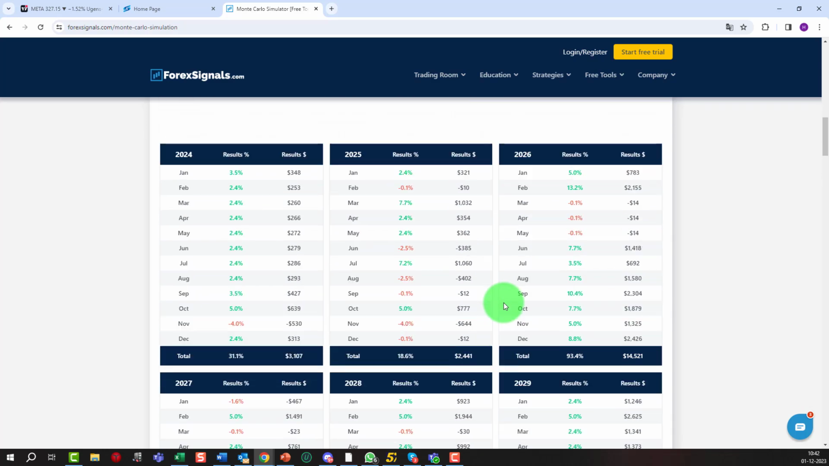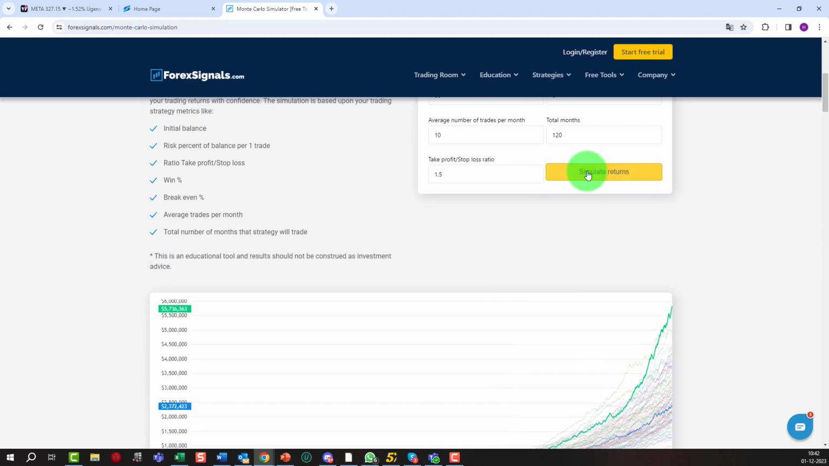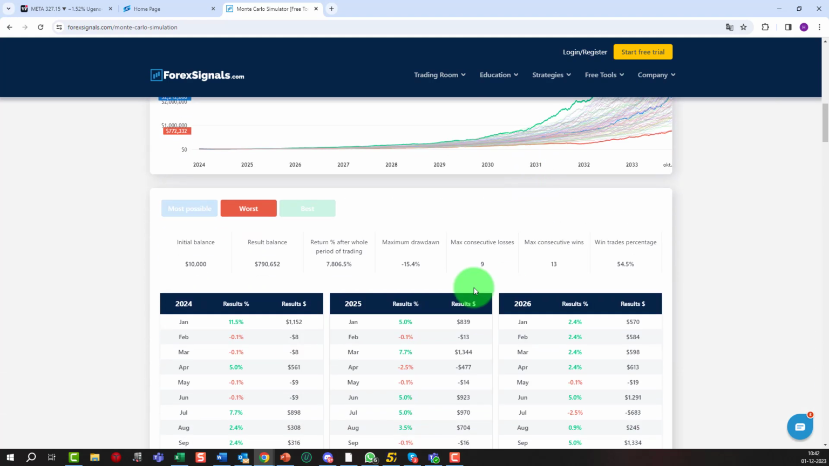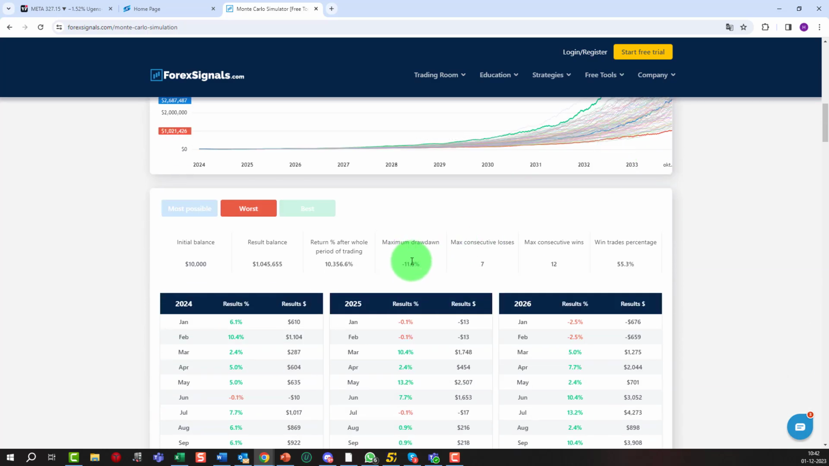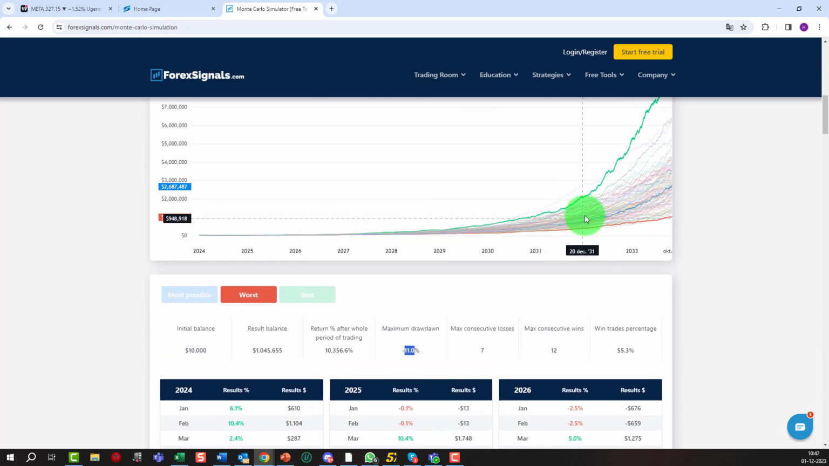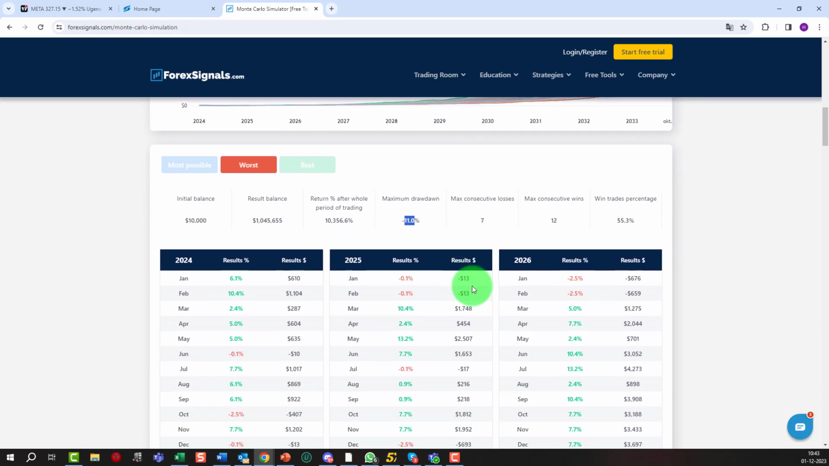And as you can see, if I press this again, it just runs all the numbers once more, and we get some different results. Here we're getting a 15% max drawdown, 13 winners. What if we simulate again? You can see 11% drawdown. So it's not static, and these are not a guarantee for you to make money.